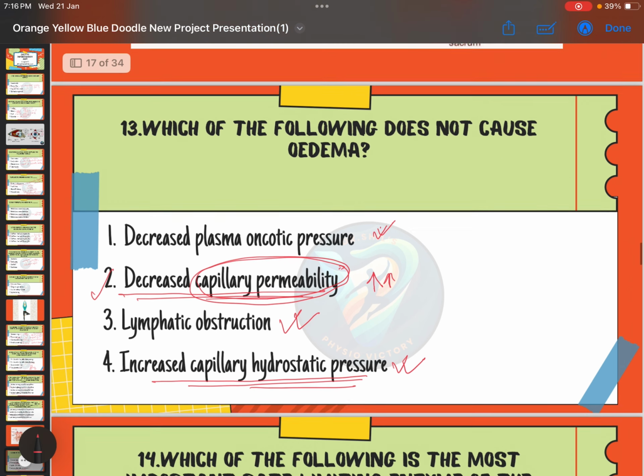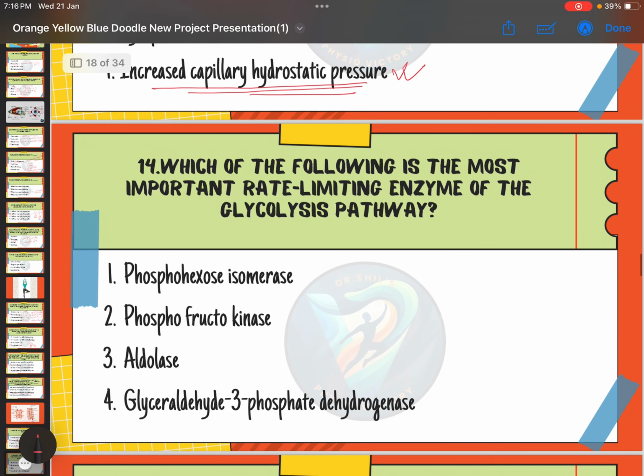Next, come to question number 14. Which of the following is the most important rate limiting enzyme of the glycolysis pathway? Option 1, phosphohexoisomerase. Option 2, phosphofructokinase. Option 3, aldolase. Option 4, glyceraldehyde 3 phosphate dehydrogenase. Here, the correct answer is phosphofructokinase.